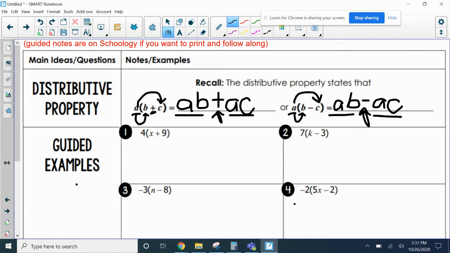So let's do a couple examples together. I have 4 on the outside. So I'm going to distribute that 4. I have to multiply it by my first term. So I have 4 times x.